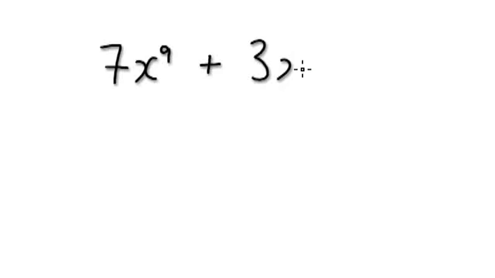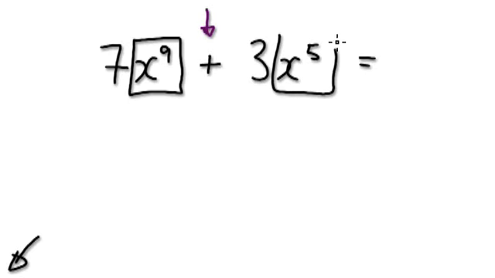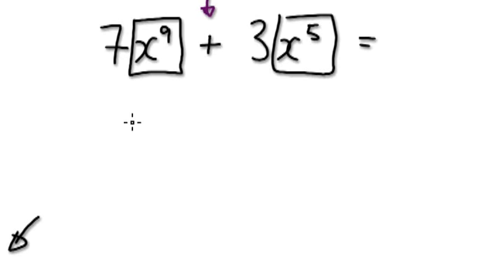Okay. How about this? Let's say 7x to the power of 9 plus 3x to the power of 5. Come on, press pause and have a go. Okay, here the first thing you should be looking at is this. It's an add. So you've got to make sure that this is the same as this. But they're two different things. Elephant plus a giraffe. You can't do it. So you can't really do it.